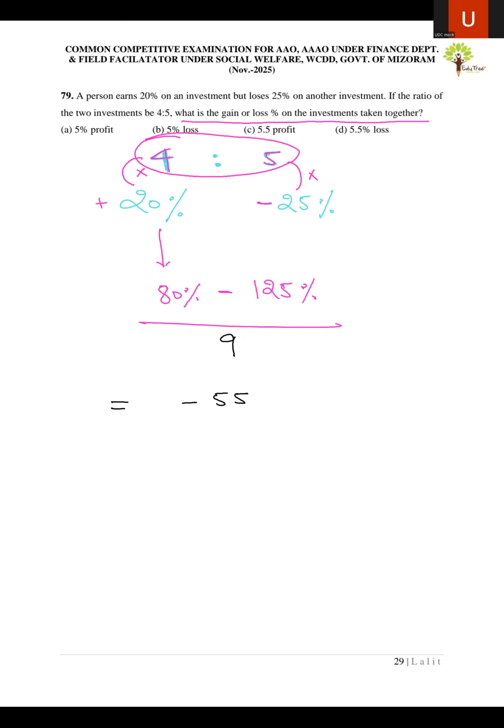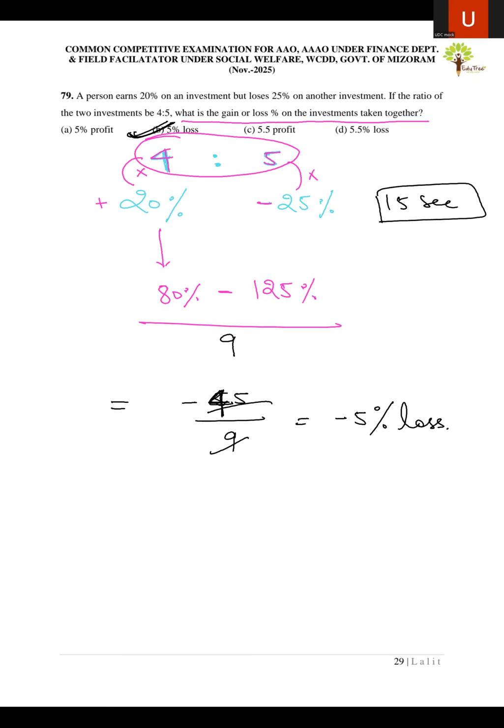So we get minus 45 divided by 9. So this is how much? 9 5s are 45, so minus 5. Minus denotes what? Loss. So 5% loss is there. Very simple, just a 15-second question. Nothing in this. All right. Let us see this next question.